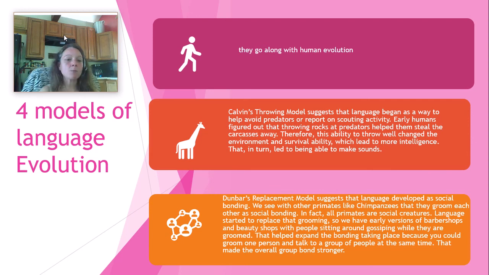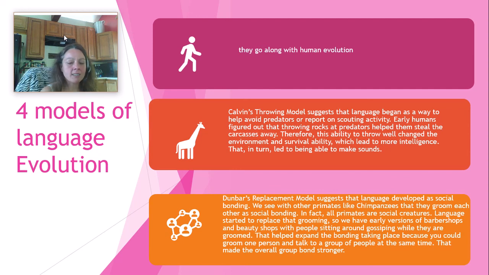All right, and then next we have Dunbar's replacement model. With Dunbar, he says that language developed as social bonding. When we look around at our primate cousins, we see that social bonding is a big part of how non-human primates, and even us, form relationships with each other. For groups like chimpanzees, they groom each other as a form of social bonding, okay?